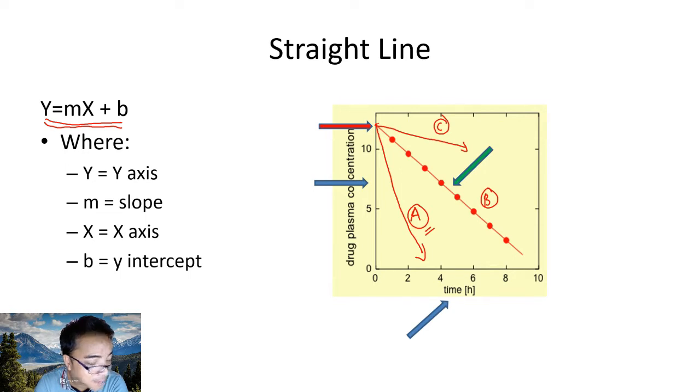X refers, class, to the data in the x-axis, and b here refers to the y-intercept. Y-intercept, class, talks about the intersection between the x and the y-axis. Now, let's try, okay?